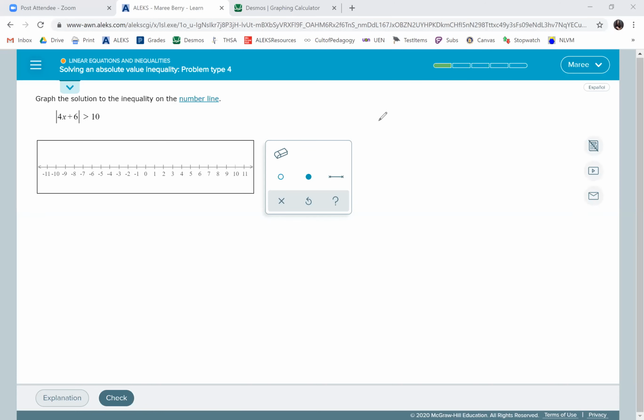So greater than means that you're going to have 4x plus 6 is greater than 10, or 4x plus 6 is less than negative 10. When we subtract 6, we're going to get 4x is greater than 4, or here we have 4x is less than negative 16. Divide by 4, and we get x is greater than 1, or x is less than negative 4.